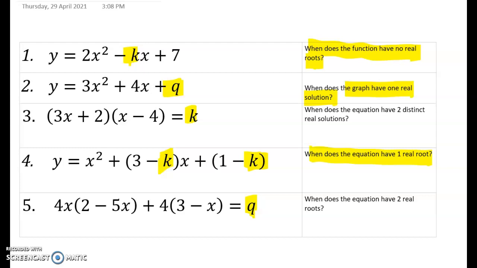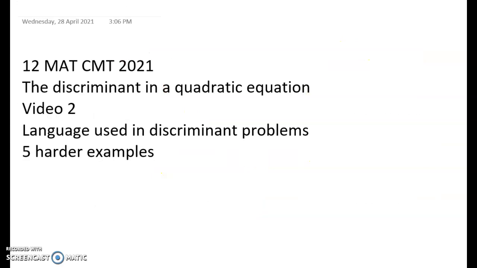This might run into 2 videos. I think it's worth going through really slowly because these questions are often merit questions that pop up, and sometimes the excellence questions will use these skills as well. So let's first of all start by just going back to what the discriminant is and what it's about.